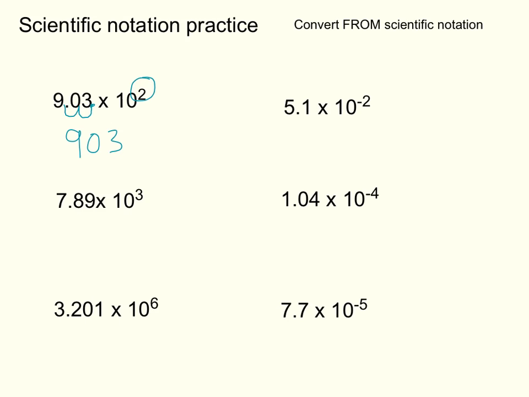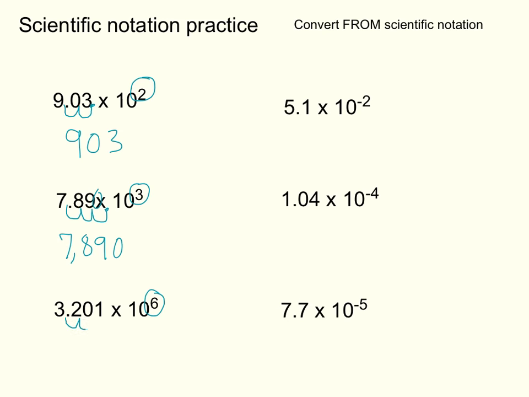Next number, so I have 7.89 times 10 to the positive 3, so I'm going to move my decimal to the right, 1, 2, 3. Well, I have a spot open, so I'm going to fill it with a 0 there. So I have 7,890.